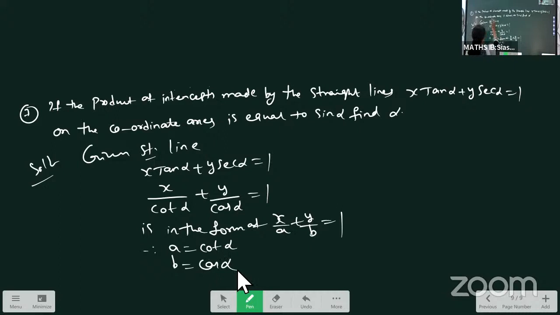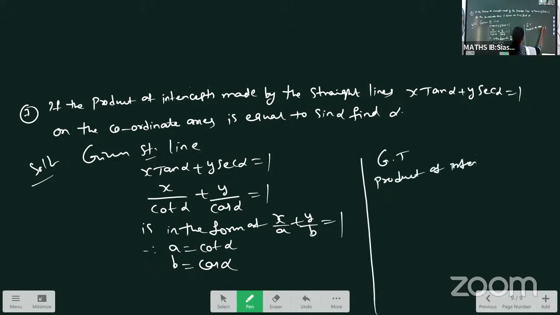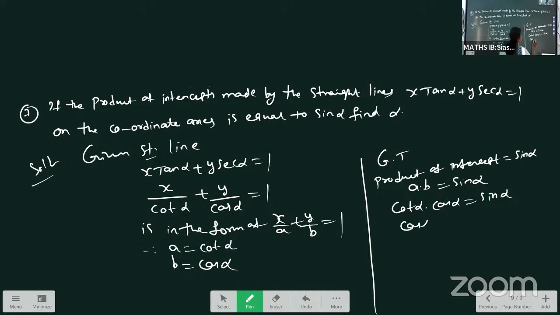What is the given condition? The product of intercepts is sin alpha. Product of intercepts means a and b, so a into b is equal to sin alpha. A is cot alpha and b is cos alpha, so cot alpha into cos alpha is equal to sin alpha. Simplify: cot alpha can be written as cos alpha by sin alpha, into cos alpha is equal to sin alpha.